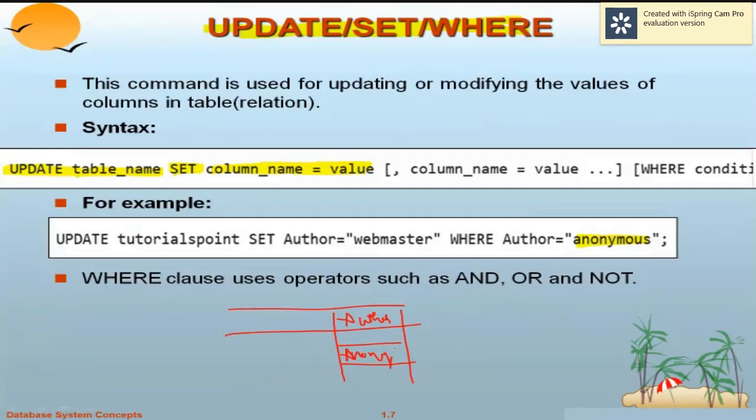In that case, I just use the update command, give the table name, mention the set operator, and say the column name, which should be equal to webmaster. This is the new name I am going to give, and the where condition holds the old name, where author is equal to anonymous. So this anonymous is replaced by webmaster. So this is about the update, set, where condition.